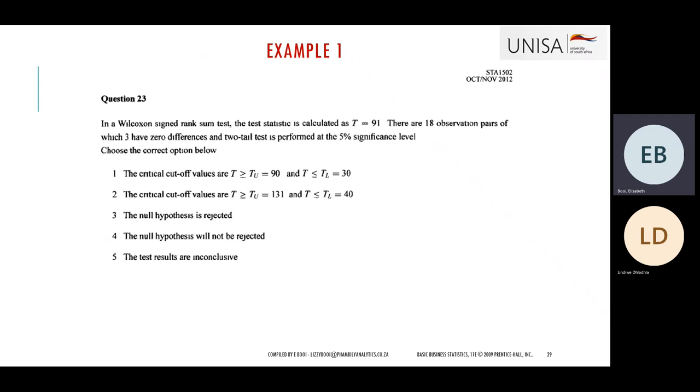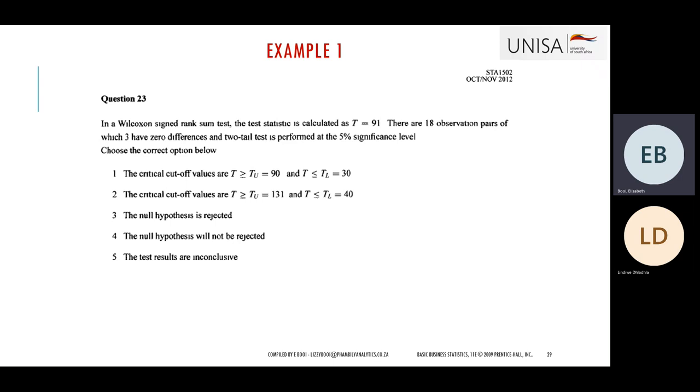Okay, so let's look at this example from one of the past exam papers. I think this is from the sign rank sum. Yes, it's from the sign rank sum. The test statistic is calculated as T equals 91. So they have already calculated the sum of the positive differences, which is 91. And they say there are 18 observation pairs of which three have zero differences, and the two-tailed test is performed at 5% level of significance.